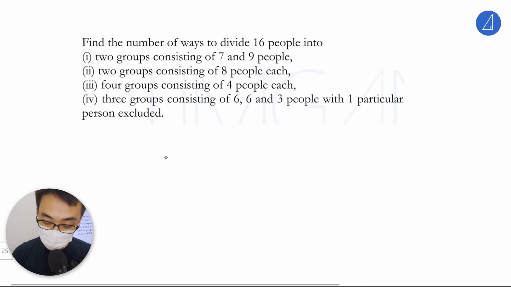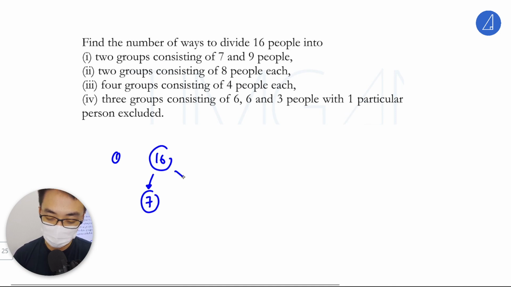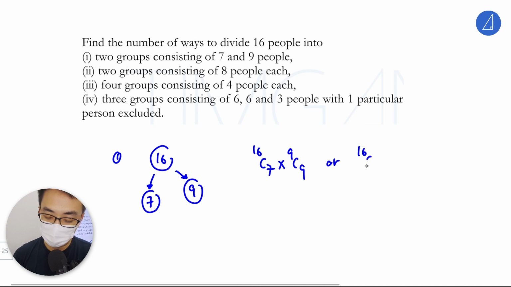The first one, usually this is a diagram I will draw. Just be mindful, this is 16, right? Then 7 and 9, okay, 9 people. So this is 16 choose 7 times 9 choose 9, or 16 choose 9 times 7 choose 7.